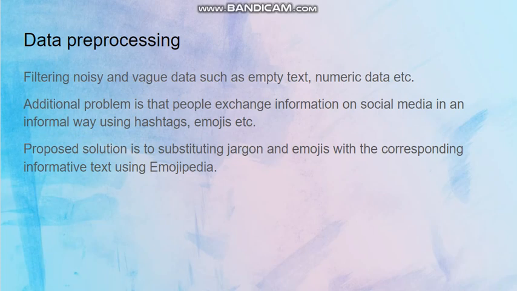Data preprocessing. Data preprocessing means filtering noisy and vague data. When using data from social media, you need to understand that people may exchange information in an informal way. A possible solution is to substitute jargon and emojis using Emojipedia. Data preprocessing has its own stages, like tokenization, removing stop words, and part-of-speech tagging.